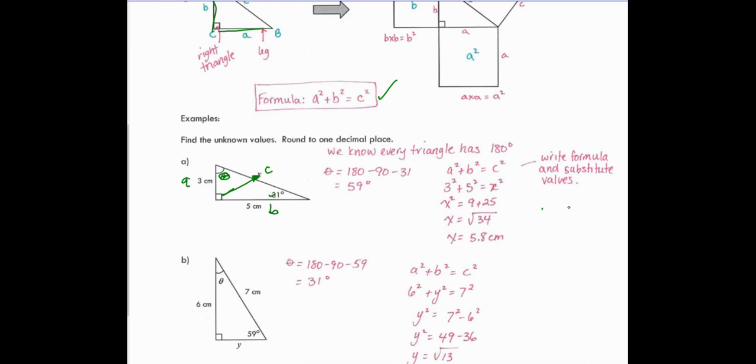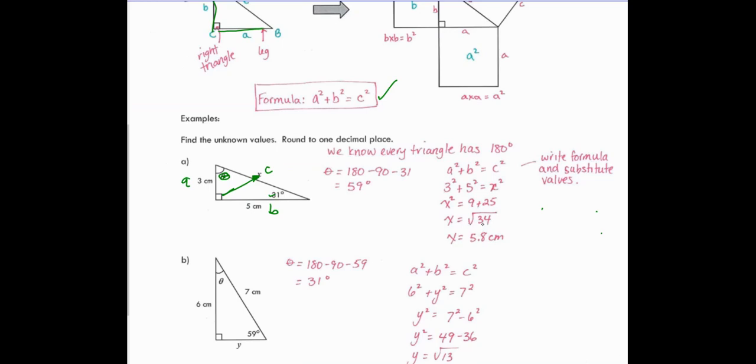A lot of mistakes happen here. I've seen lots of students do 3 squared plus 2 squared equals 8 squared, and then get 64. That's completely wrong. We don't want to combine that. Following the rules of BEDMAS, you do each square first and then add up the result. So we square the 3, we get 9. We square the 5, we get 25. I just thought I'd mention that common error that students do make.